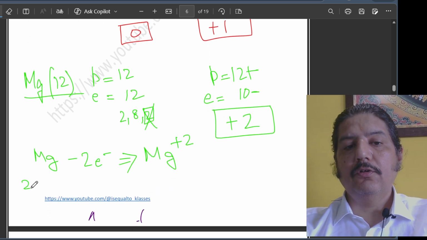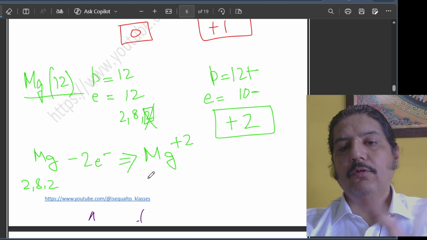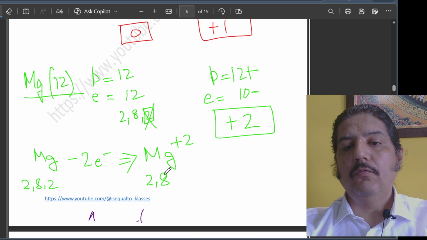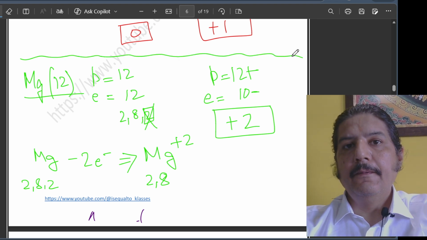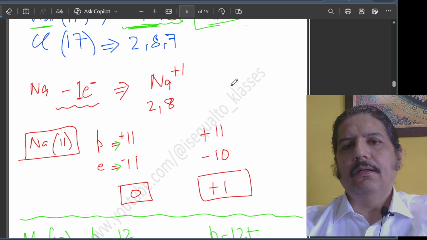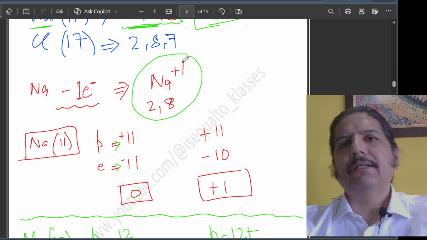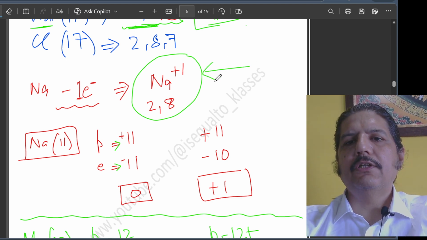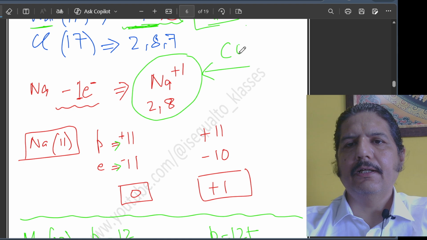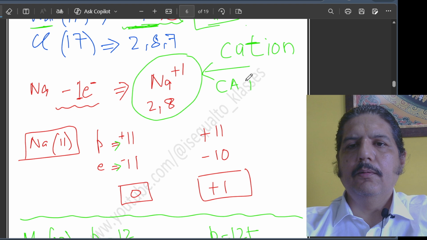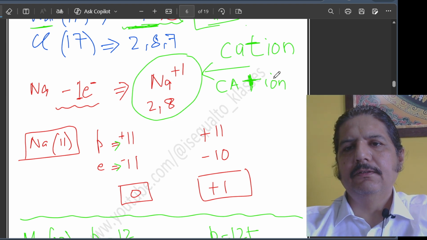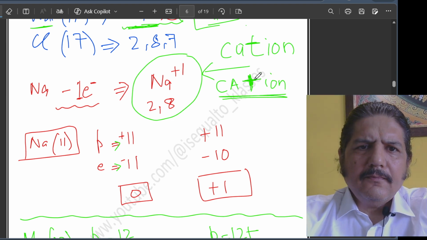The electronic configuration of magnesium is 2,8,2. The electronic configuration of magnesium plus 2 would be 2,8. This is a thing that you should be very, very clear about. This is what is called an ion. An ion is something which has a charge. And ions which have a positive charge are called cations. A mnemonic you can use: you can consider the t to be a plus sign. So this is cation. This is how you can remember.